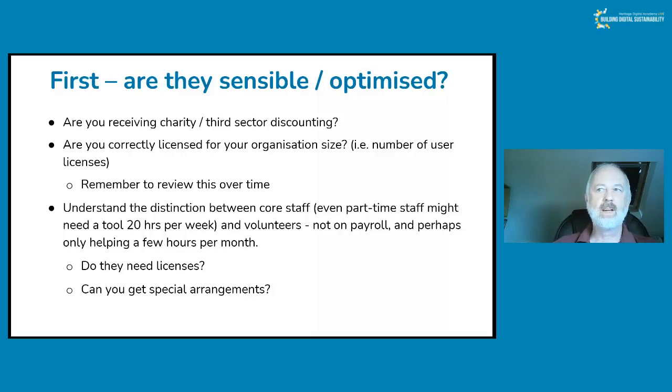Another question, are you correctly licensed for your organization size? Are you paying for 10 user licenses where actually you've only got 5 people using it at the moment? Especially with many charities or third sector organizations, there's often quite a lot of churn as far as staff and volunteers are concerned. Are you still aligned to the size of your organization? Could well be that there's a risk here that actually you're not paying for as many licenses as you should. But typically it's the other way around. You find yourself paying for a license for somebody who is no longer with your organization. So have a look, and also remember to keep reviewing this over time.